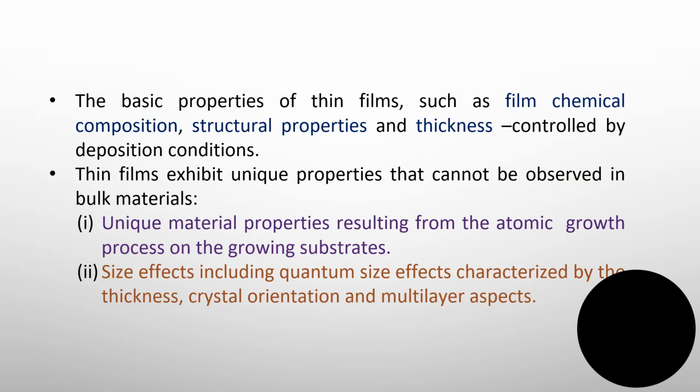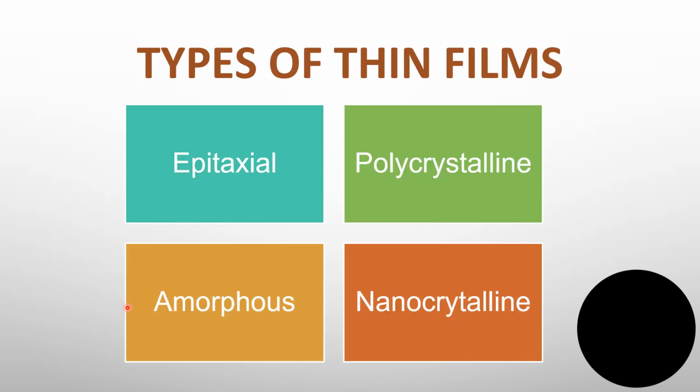The basic properties of these thin films, such as film chemical composition, structural properties, and thickness, are controlled solely by the deposition conditions. Thin films exhibit unique properties that cannot be observed in bulk materials because they result from the atomic growth process on the growing substrate. Also, the quantum size effect characterized by the thickness, crystal orientation, and multi-layer aspect makes this thin film very interesting. So now we go deeper on the types of thin film that we have.